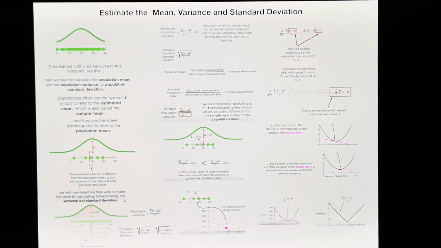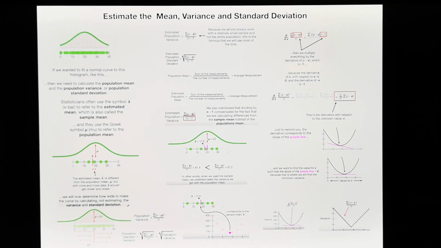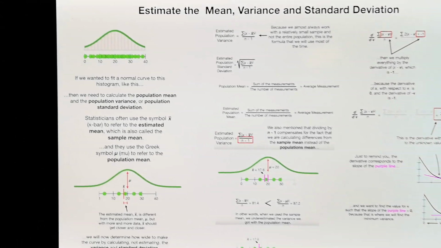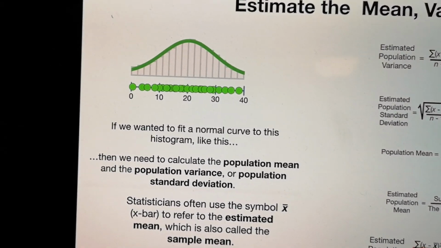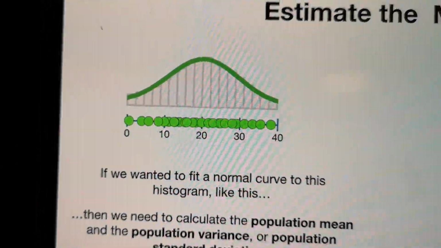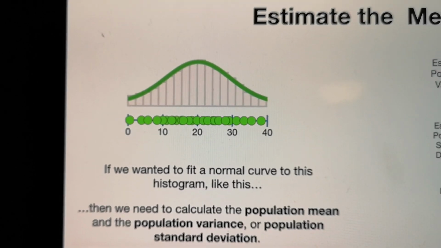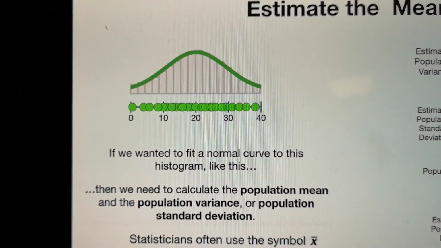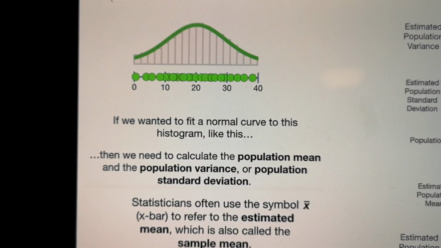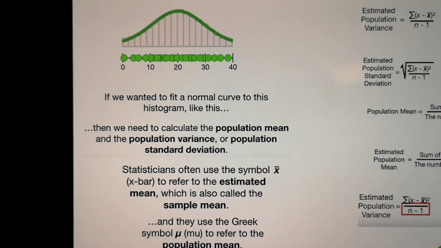Hello, today let's talk about some basic statistics: how to estimate the mean, variance, and the standard deviation. For example, we collect some sample data. You can see at the bottom there are lots of dots there. If we want to fit a normal curve to this histogram, then we need to calculate the population mean and the population variance or population standard deviation.